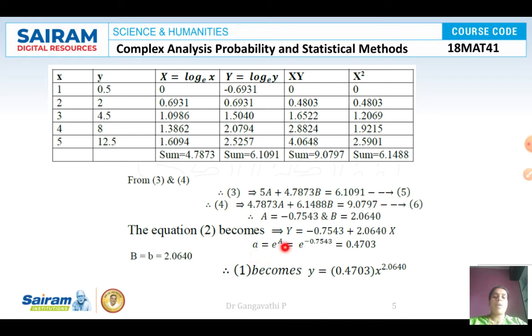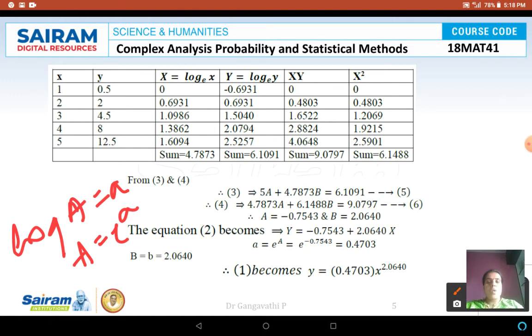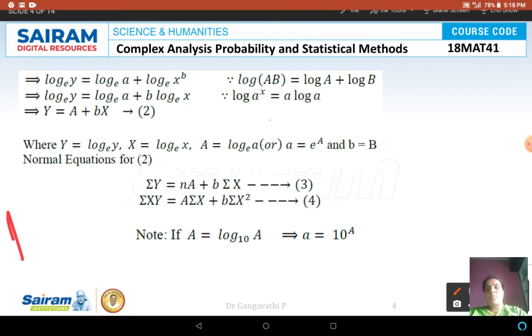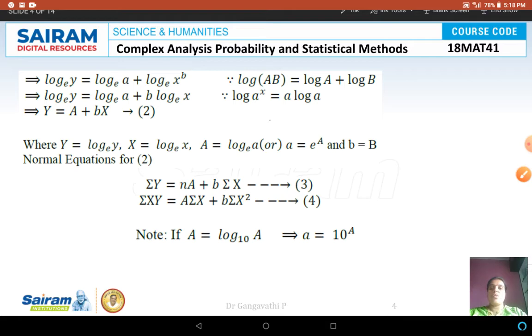Small a is equal to e to the power of A, because A is log a we have taken. Log of small a is equal to capital letter A. Sorry, this is the other way around. So log small a is equal to capital letter A. Therefore, small a is equal to e to the power of A. So with that, we have to find the values with this formula and then we will be proceeding to get the values.